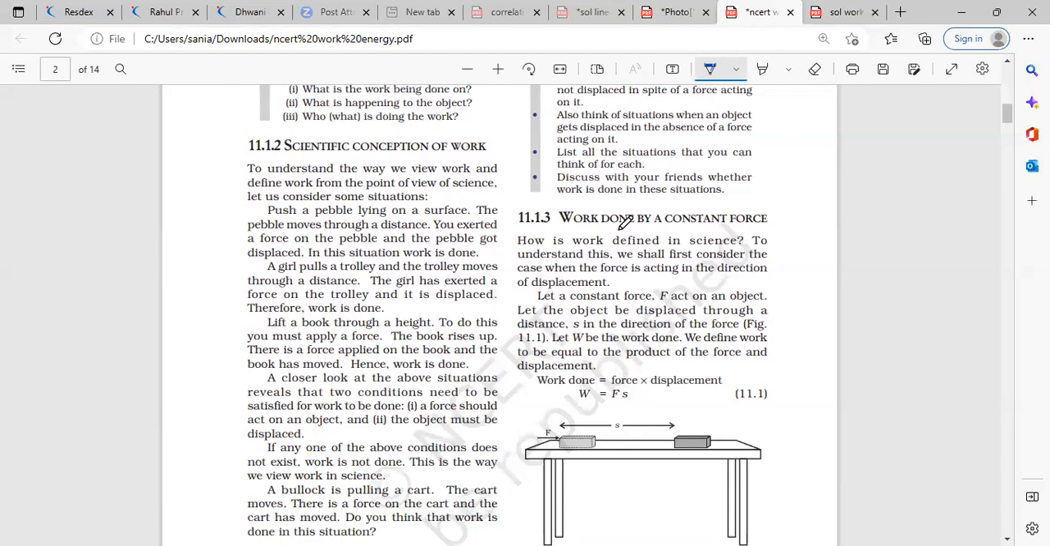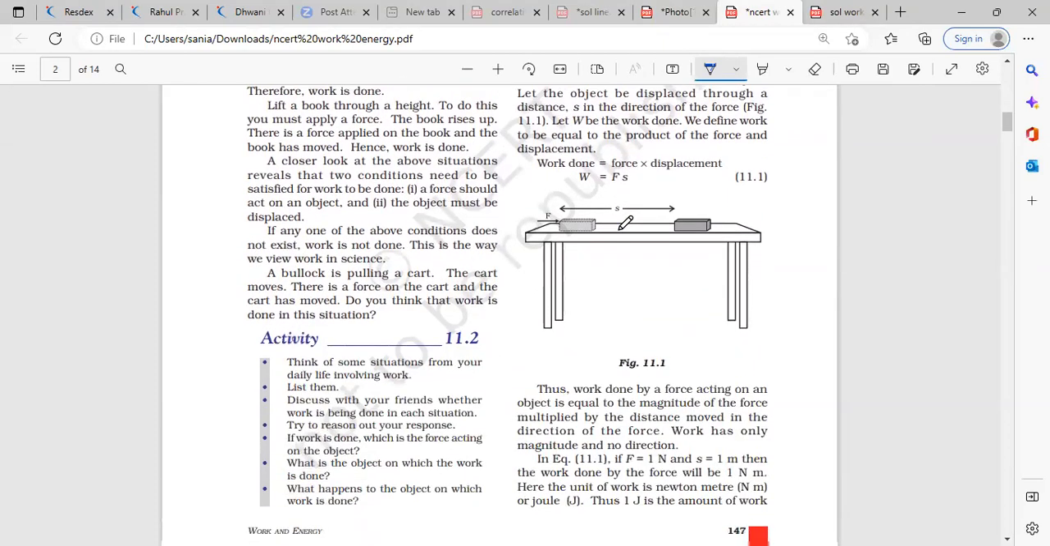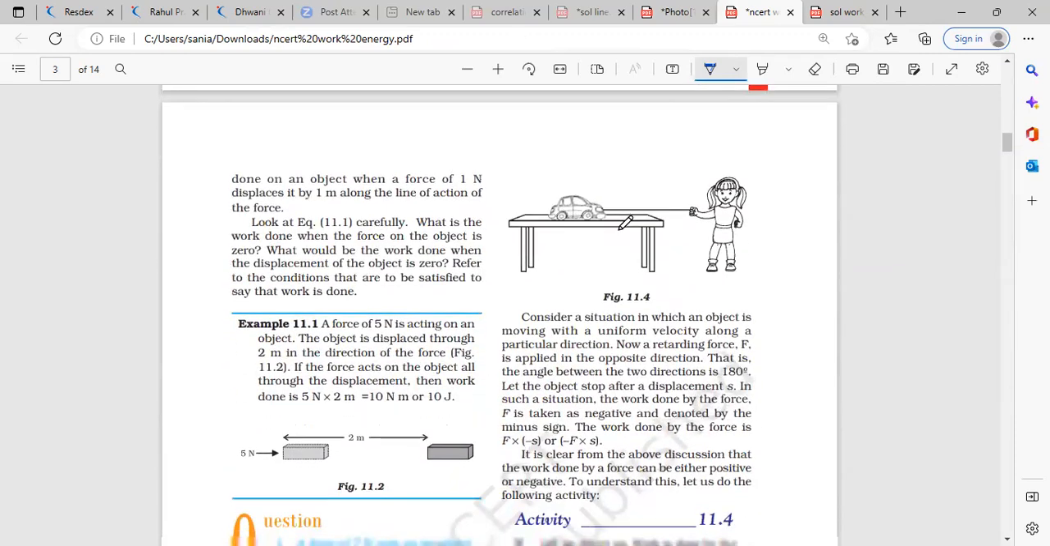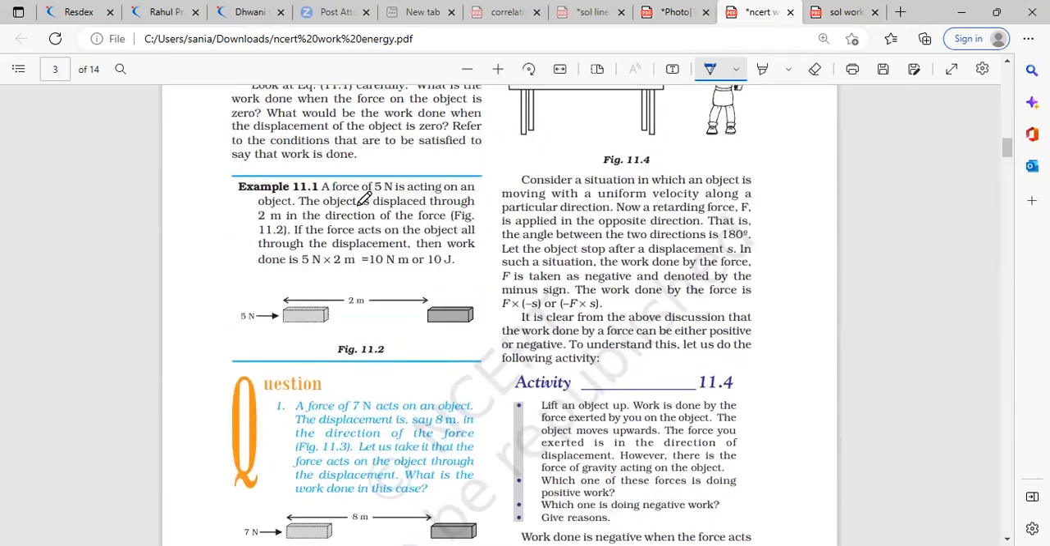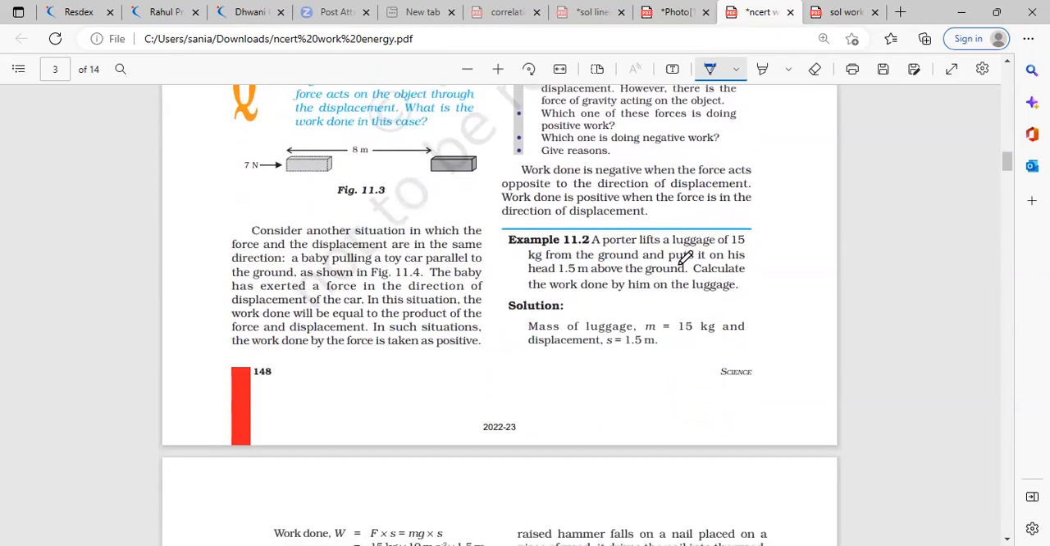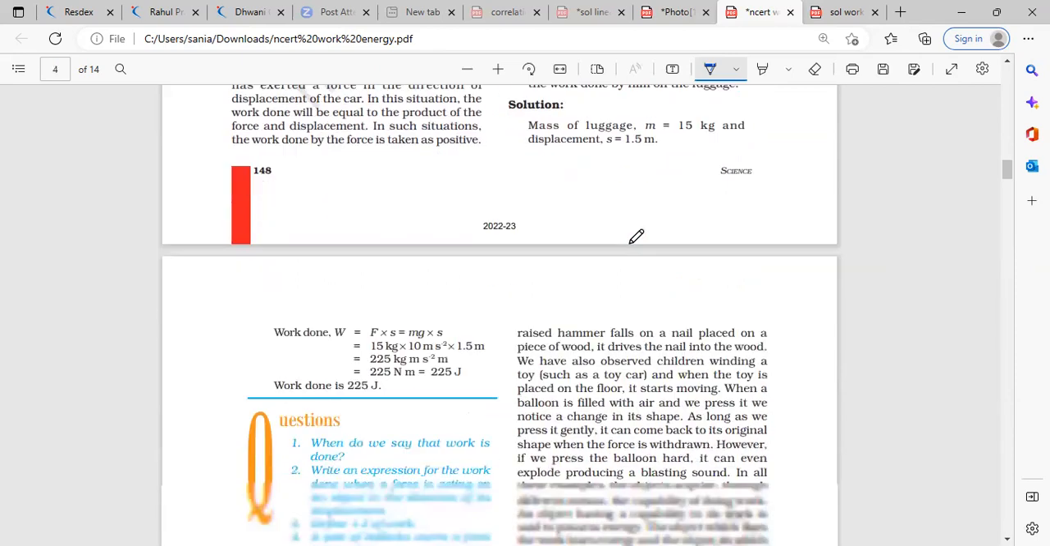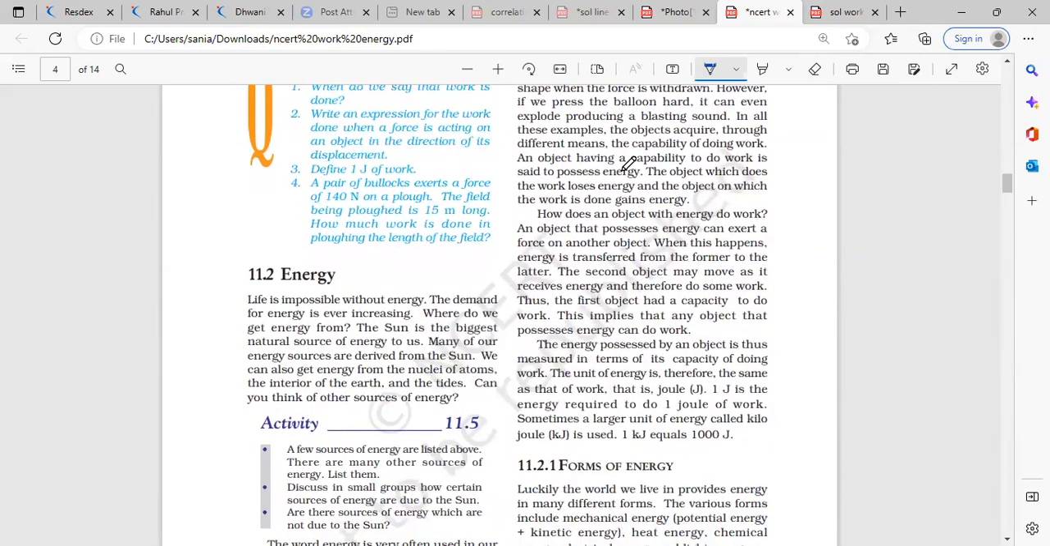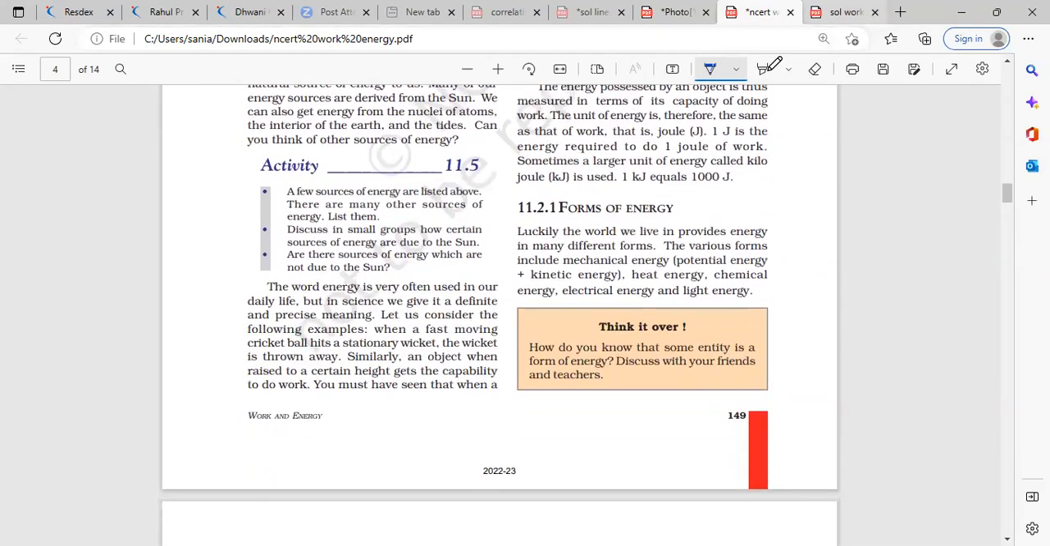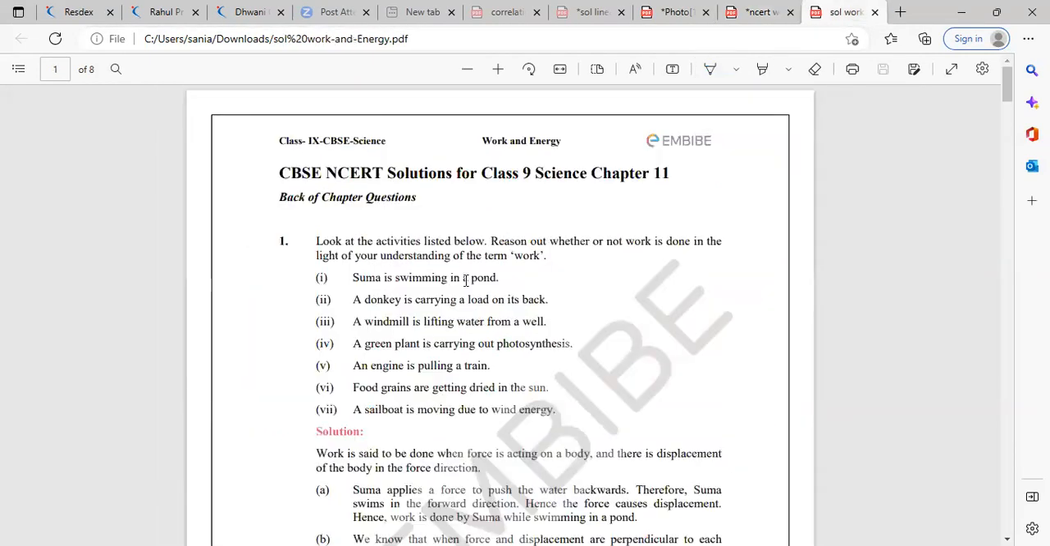Ma'am, on page number 148, I'm having doubts in example 11.2. This one, numerical? Don't worry, numericals we'll discuss in the next class. Numericals we have to discuss from basics. It's not like randomly you will put the words. We will first discuss all the formulas of the chapter, then step by step we will do it. Okay, ma'am. Ma'am, most of the doubts were in the numericals itself. Okay. So now we'll just do the question answers, and after that you will get to know more about it.